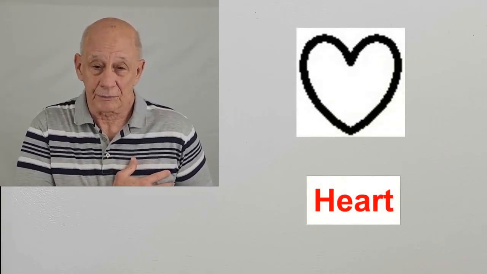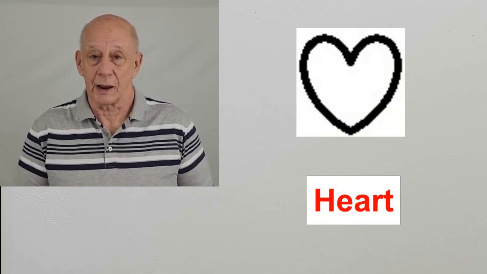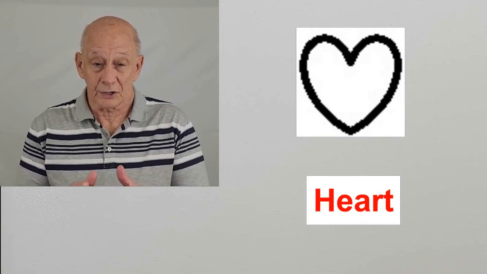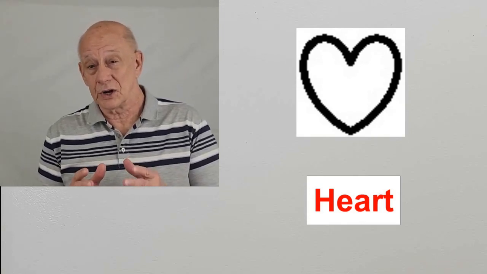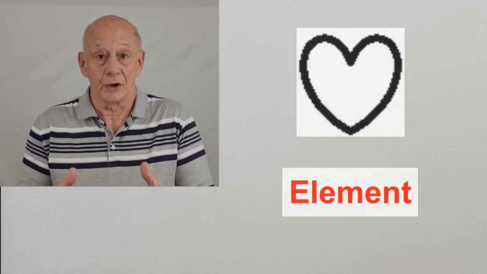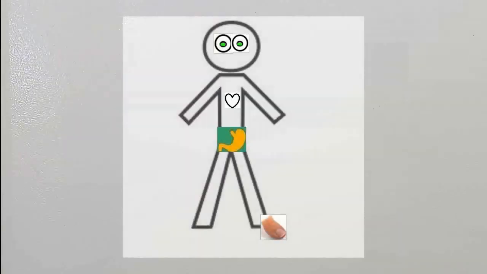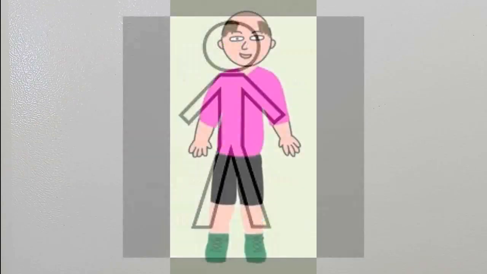Now here's another example. Whatever elements make up my heart, I can't name all those elements. I just say my heart. I understand that my heart, which is made up of many different elements, becomes an element itself. My heart, along with other elements like my stomach, my eyes, my big toe, all come together to form me, and I am an element of elements.